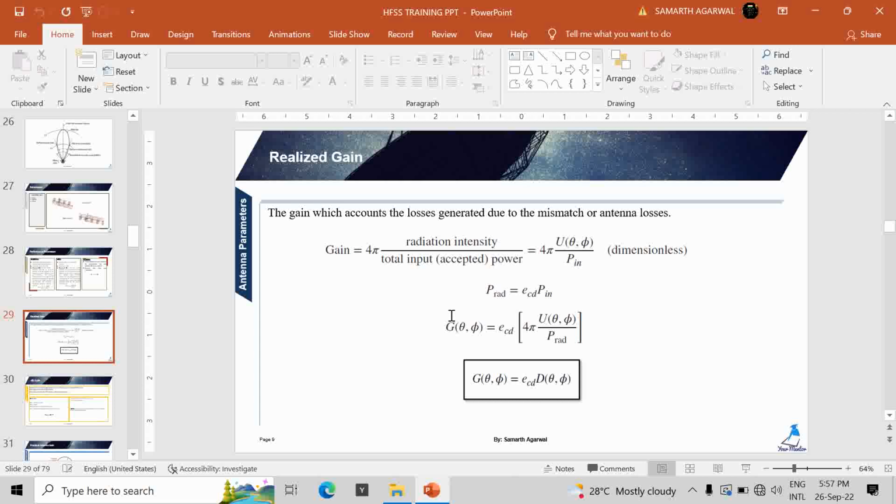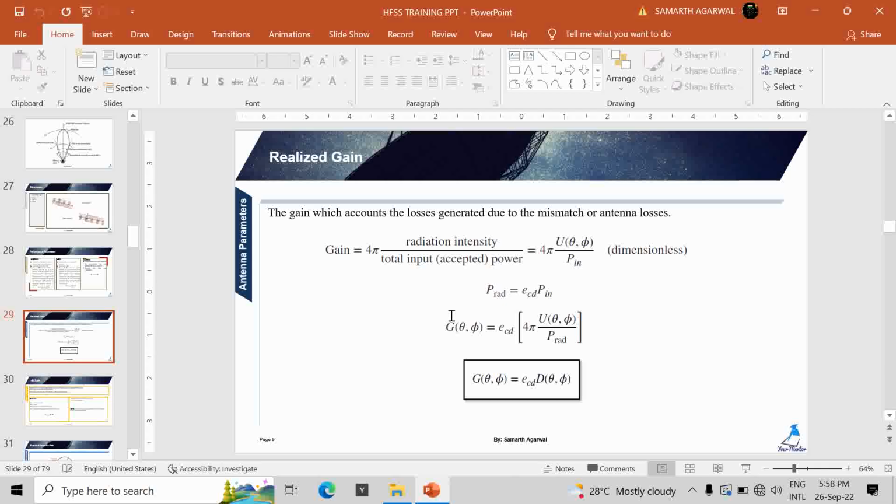So efficiency will be P radiation over P in, and if I write the input power P in as P radiation divided by e_cd, and put this in the first equation, then it will come as 4 pi multiplied by U of theta phi divided by P rad divided by e_cd. And since this e_cd, the efficiency, is in the denominator, it will go to the numerator again.